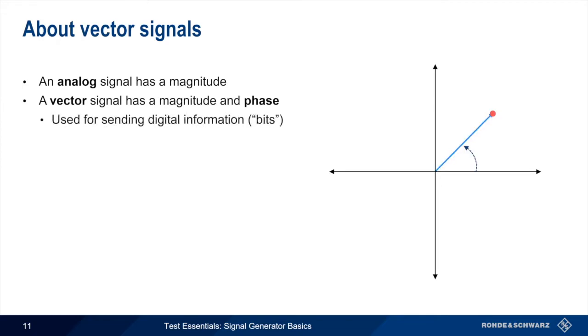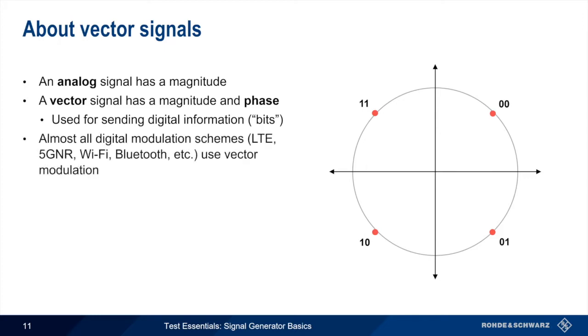Vector signals are the method of choice for sending digital information, or bits. Let's look at how this might work. For example, we could define 4 different states or symbols, each with the same magnitude, but with different phases. Each one of these symbols, or distinct magnitude phase pairs, would then correspond to a unique 2-bit pattern. We indicate which pair of bits we're sending by choosing which of these 4 combinations of magnitude and phase we transmit. This type of vector modulation is used in almost all digital modulation schemes. This includes things like LTE, 5G NR, Wi-Fi, Bluetooth, etc.